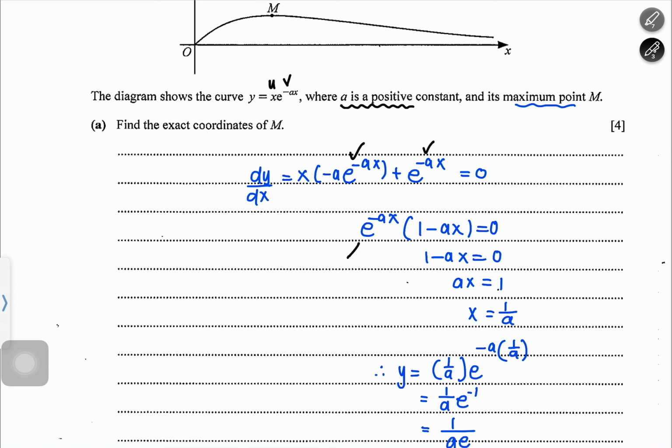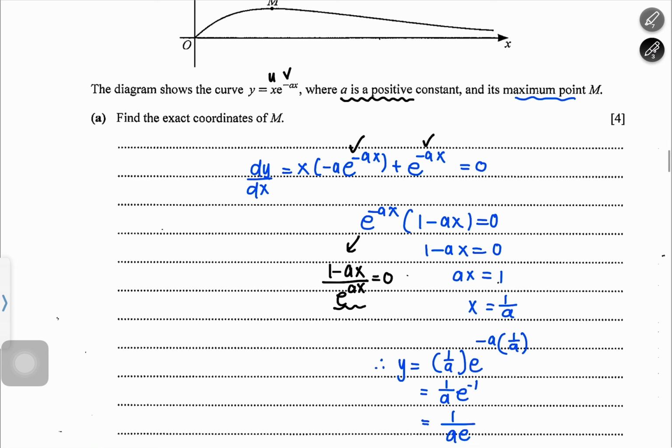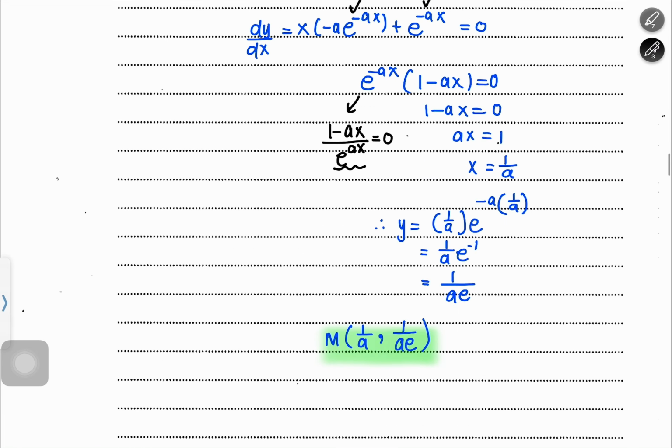And what happens after this stage? It's 1 minus ax divided by e^(ax) equal to 0. You know your exponential is always positive. So 0 times by a positive value, it's just 0. So you're going to get your x value and you substitute into your equation over here in order to get your y value.